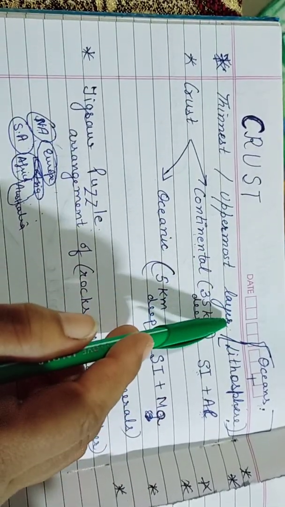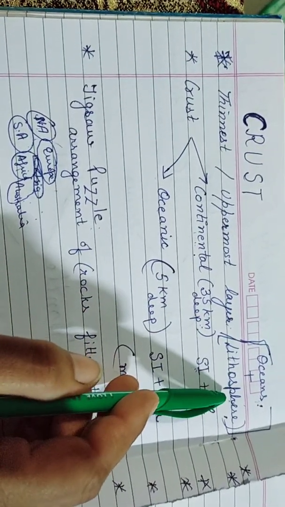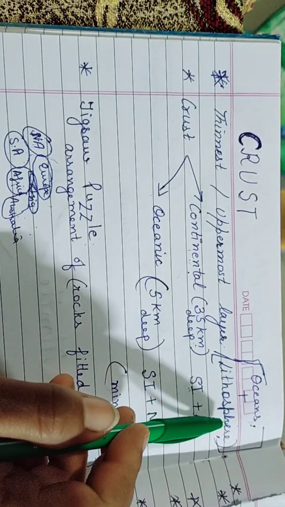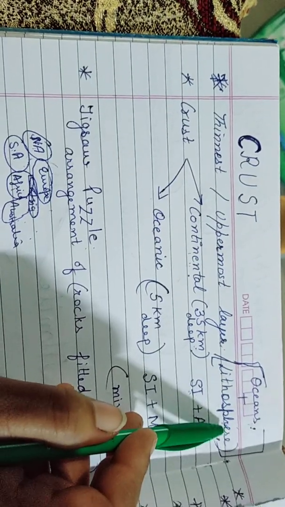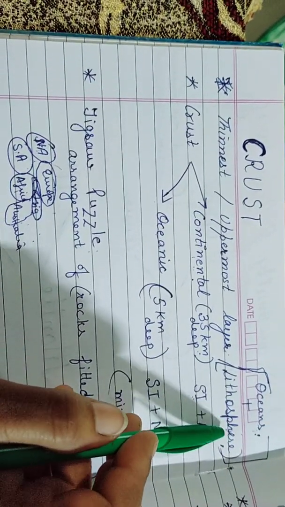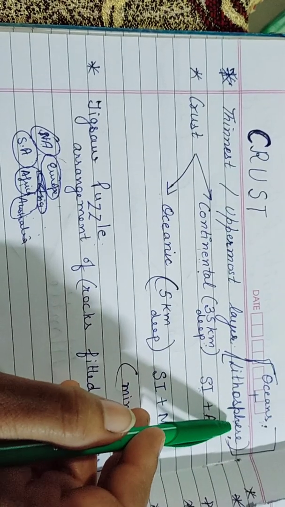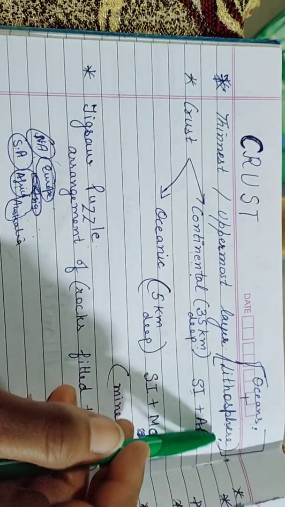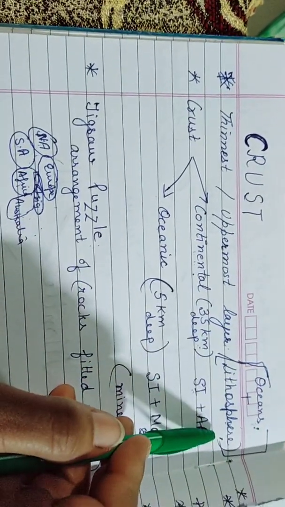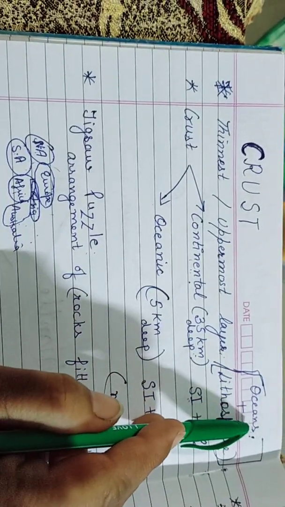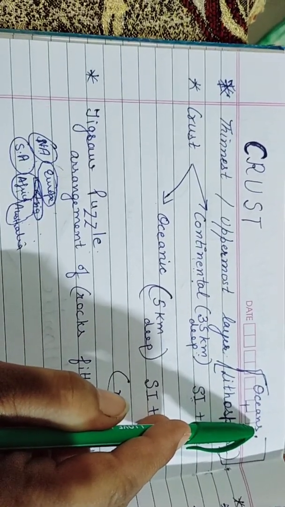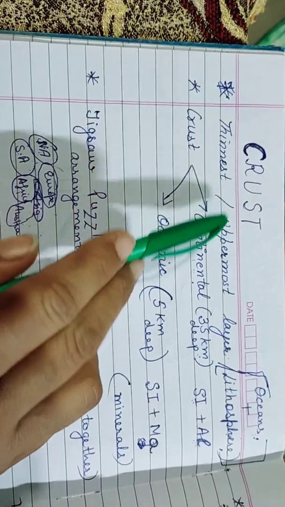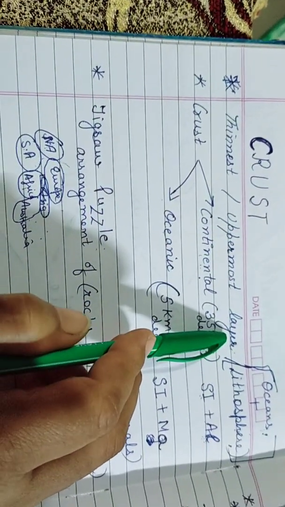You have already studied these things when we studied the importance of lithosphere, right? And why do we use the lithosphere? The outer crust of the earth is used for our settlements, for our food, for our shelter. And the water of the oceans we need for our daily uses. So crust is the thinnest as well as the uppermost layer of the earth.